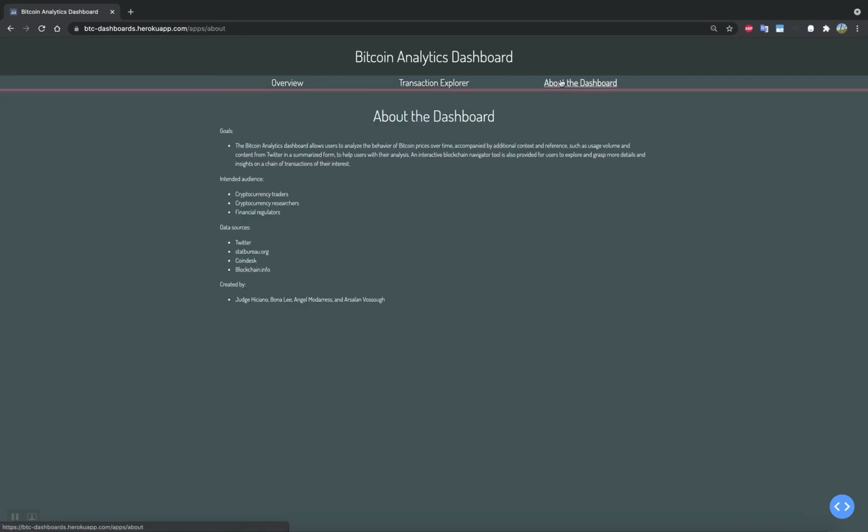We also have our about page, which talks a little bit about our overall goal for this project, some of the intended audiences, the data sources that we used to populate all of this information, as well as each of the team members on the team.